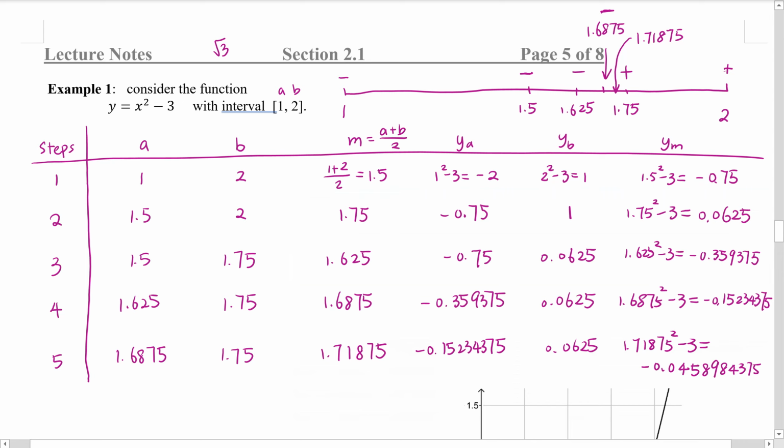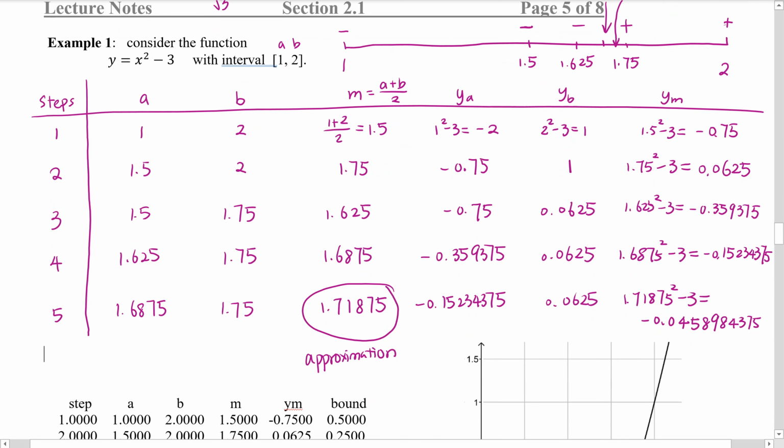And what is our approximation? After 5 steps, this is our approximation. So far, so good, everybody? Then we can say the approximated zero is 1.71875.